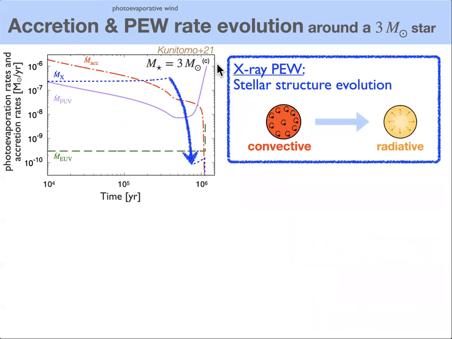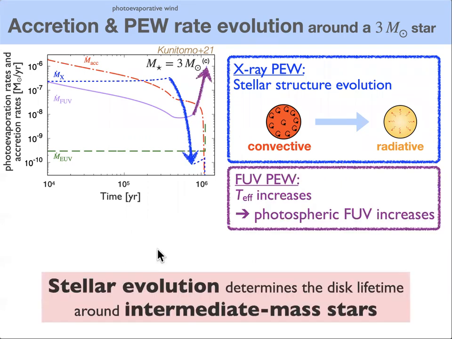The decrease of the X-ray luminosity evolution is driven by the structure evolution from convective to radiative. The magnetic activity becomes less efficient and X-ray luminosity decreases with time. The rapid increase of the FUV luminosity evolution is induced by the increase of the stellar effective temperature. The photosphere becomes hot enough to emit FUV, and FUV luminosity increases rapidly here.